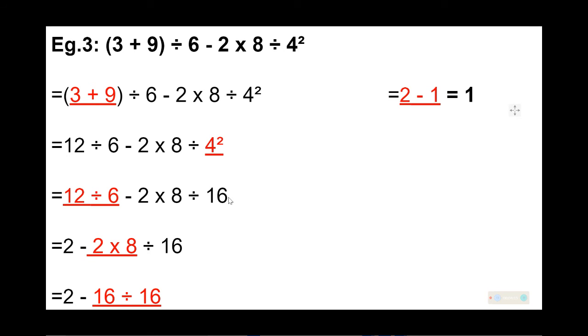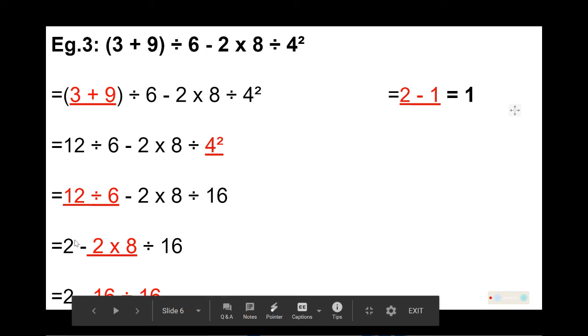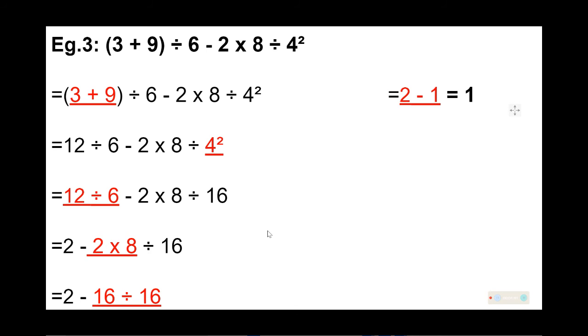Then we are going to D, which is division. And we have 12 divided by 6, which will give us 2. So now we end up with 2 minus 2 by 8 divided by 16. Then after that we multiply 2 by 8 to get 16, and then we have 2 minus 16 divided by 16. So that will give us 2 minus 1, which is 1.